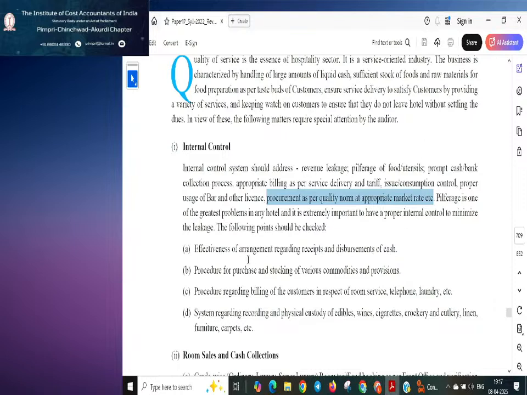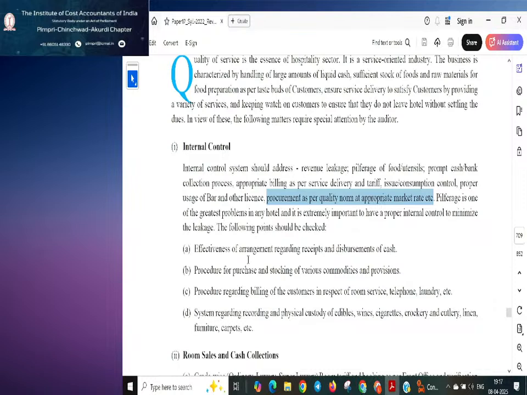Pilferage is one of the greatest problems in any hotel, and it is extremely important to have a proper internal control to minimize the leakage. So that is very important, because there are a lot of people who are involved in the hospitality industry. So we don't know how far the theft, stealing is going to happen.